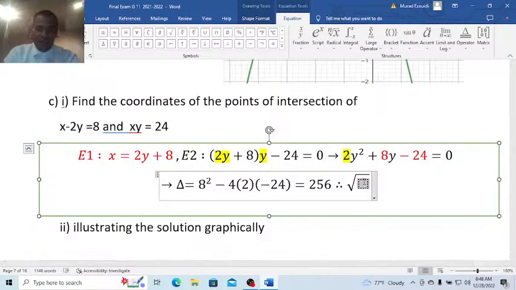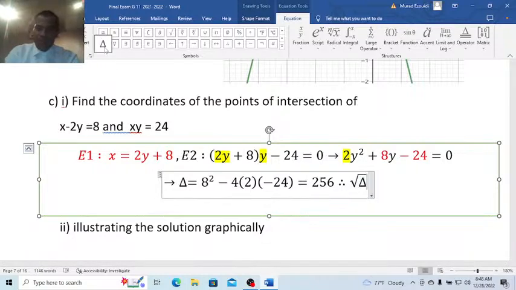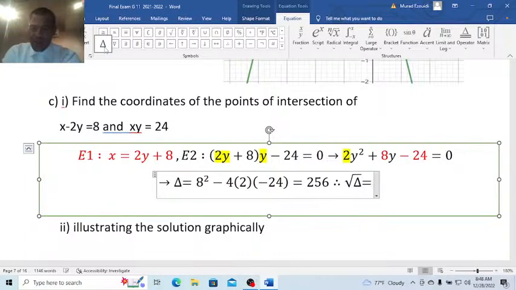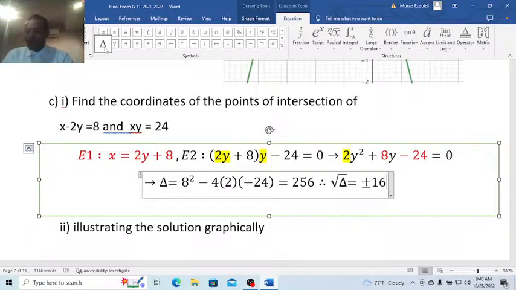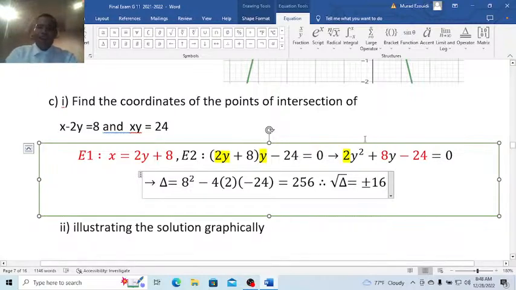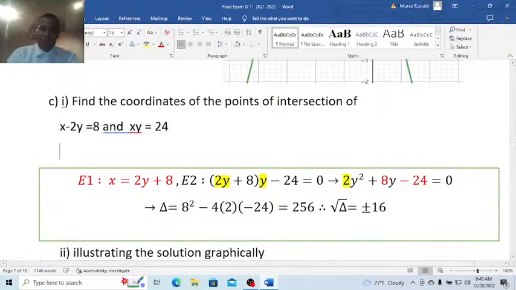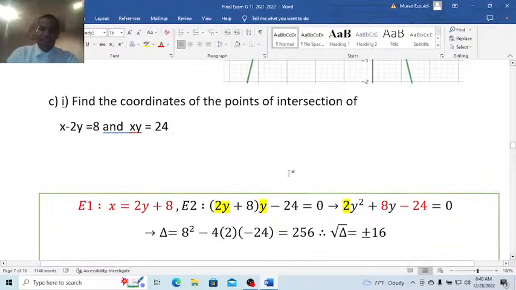Therefore the square root of delta is equal to positive or negative 16. Now, as I found the value of this discriminant, learners, I will try to find the y value here.